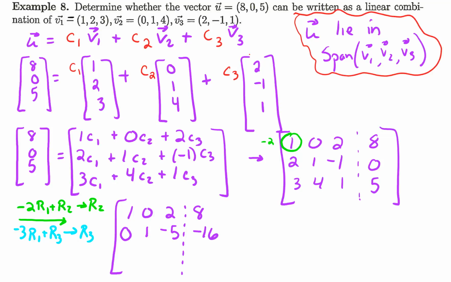And then when we multiply by negative 3 on that top row and add it to our third row, we'll get 0, 4, negative 5. Negative 3 times 8 is negative 24, plus 5 looks like negative 19.